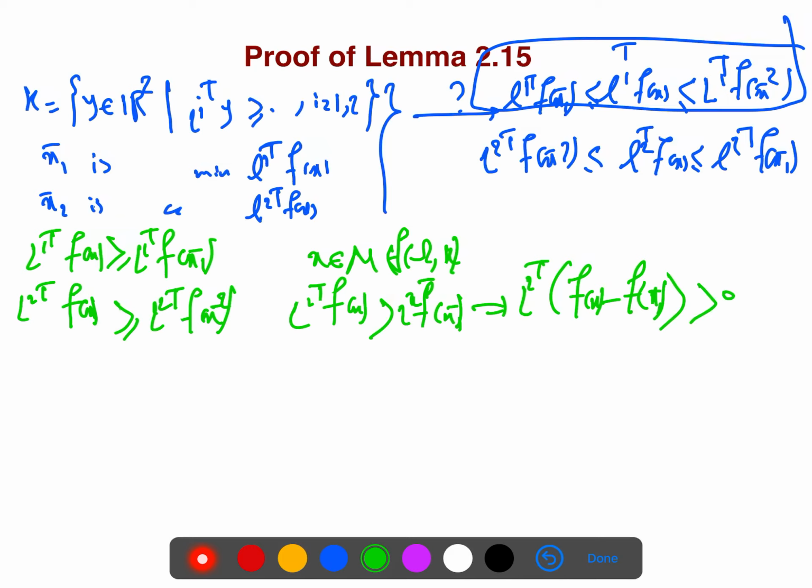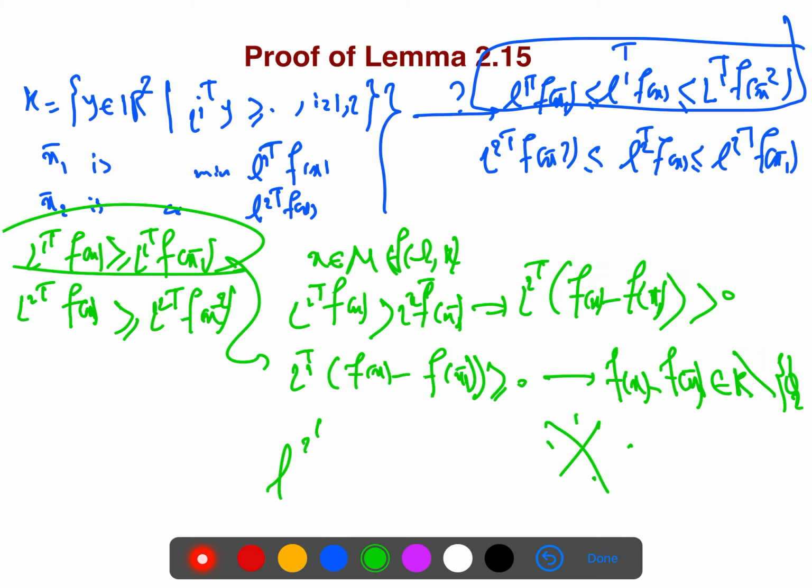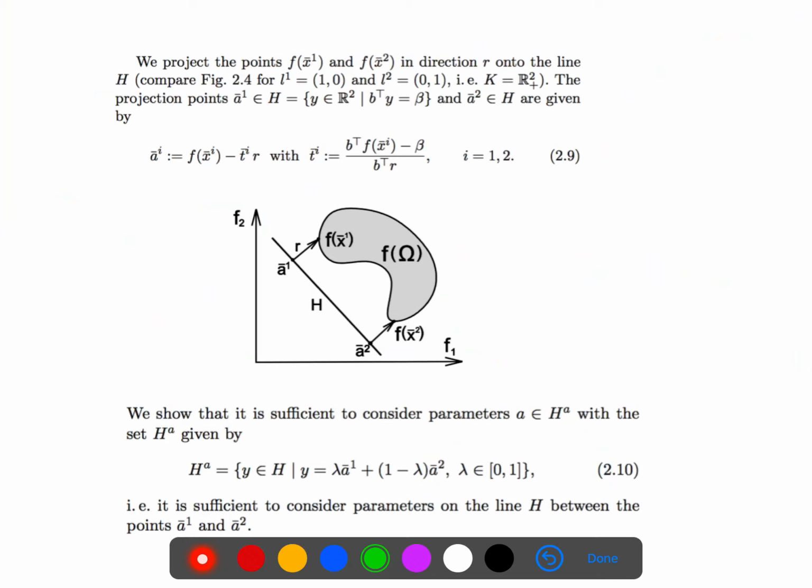And so we can immediately say from this one that L1 transpose of f of x minus f of x1 bar is greater than 0. And we can immediately say that f of x minus f of x1 bar is inside the cone, excluding 0. And so this is a contradiction, and we can say that L2 transpose f of x is less than or equal to L2 transpose f of x1 bar.